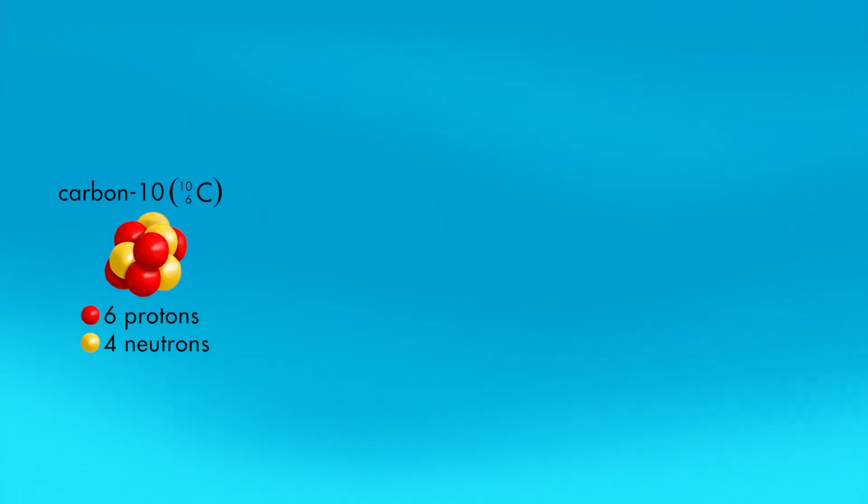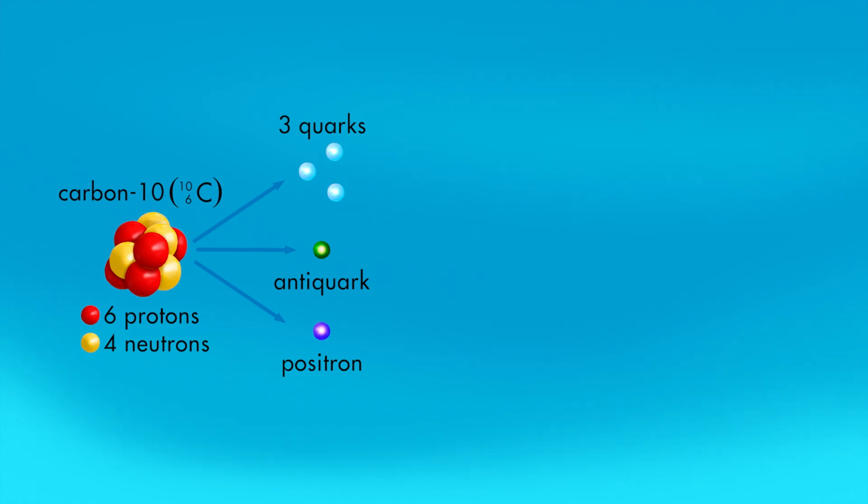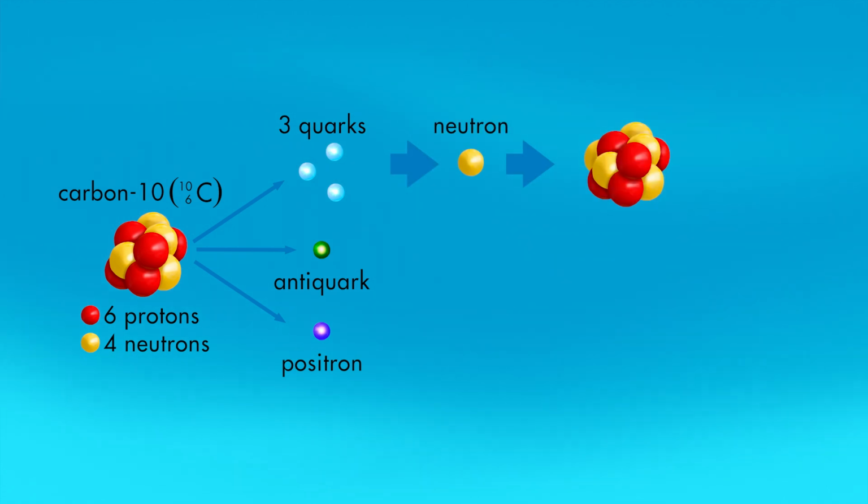The nucleus of a carbon-10 isotope has 2 more protons than neutrons. To make the nucleus more stable, 1 proton splits into 3 quarks, an antiquark, and a positron. The 3 quarks recombine to form a neutron, which is attracted back to the nucleus of the isotope. Since the isotope has lost a proton and gained a neutron, its nucleus now contains 5 protons and 5 neutrons. It has become the isotope boron-10.